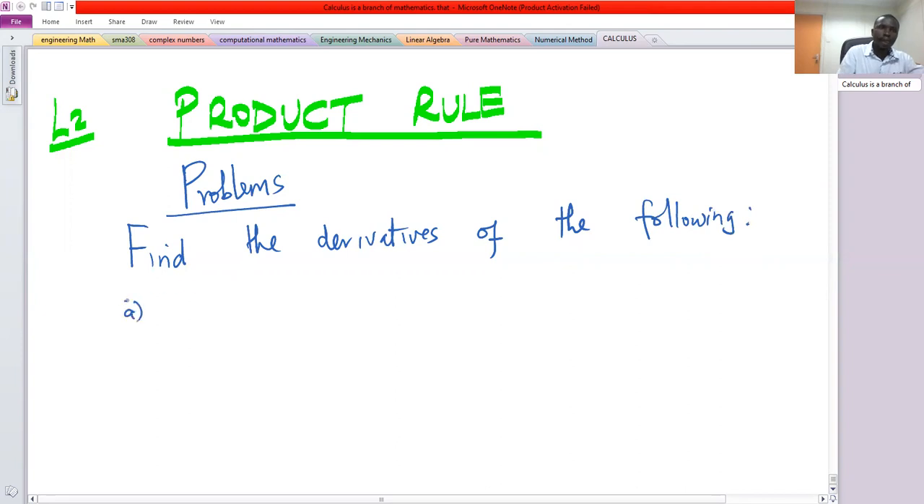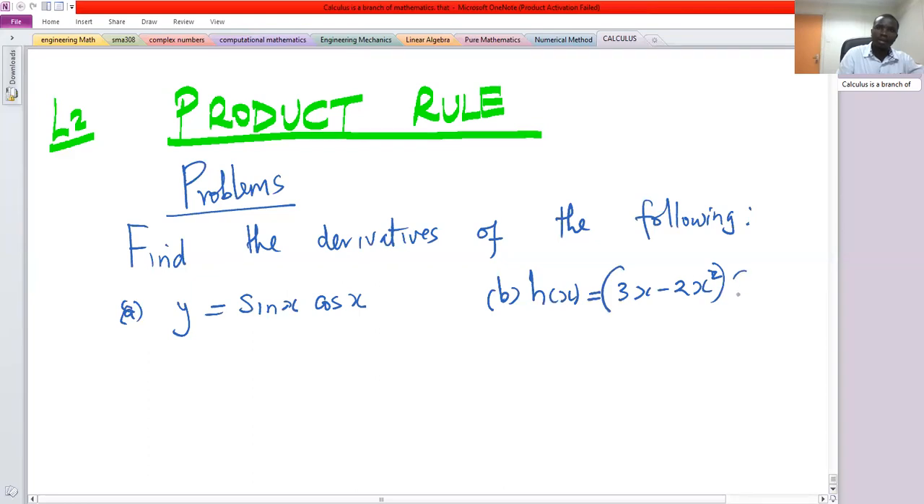So A, we have y equals sine x cos of x. B, we have h of x is given by 3x minus 2x squared multiplied by 5 plus 4x. Let's solve these two problems first.